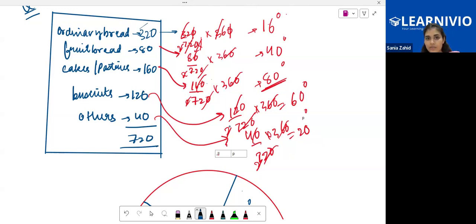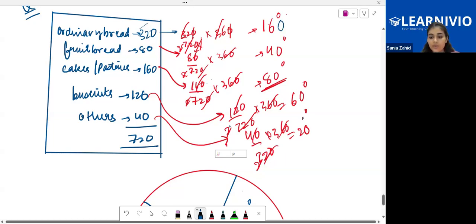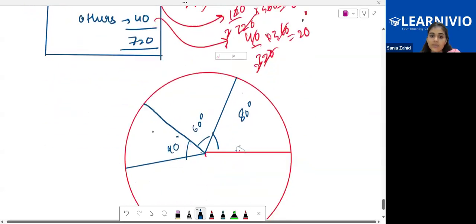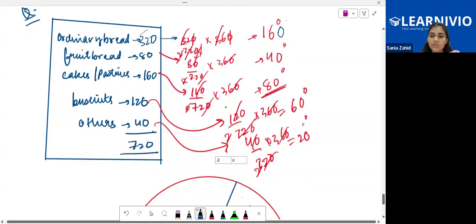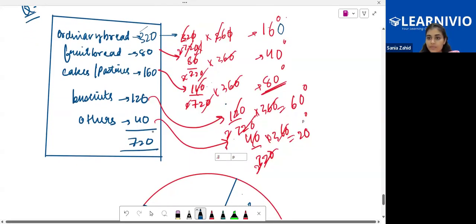Let me recheck the question. It's 320. Okay, I'm sorry. This should be 160. And biscuits was 120. Yeah, this was not 16 degree. Instead, this was 160 degree. Then you draw 160, then you draw 20, and then you draw 40. Okay. Please draw the pie chart and show me.